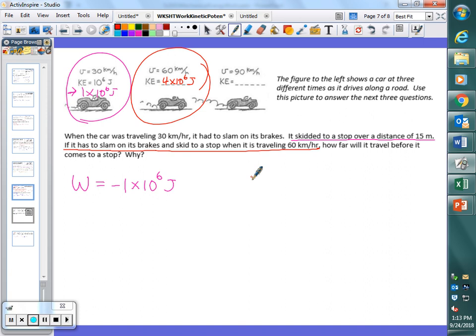Meaning, how much work has to be done to bring the car to rest here? Because even though it was going faster than before, if we bring that car to a stop, how much kinetic energy will it eventually have? 0.